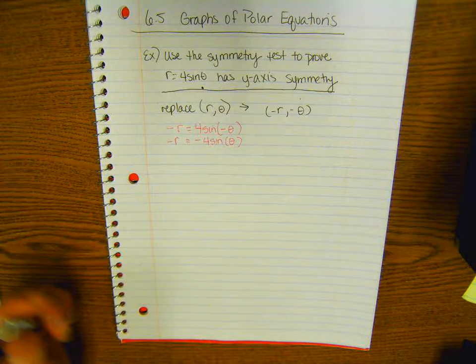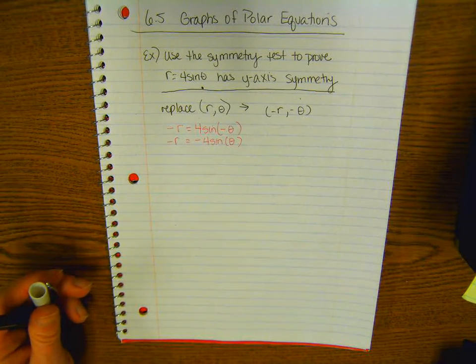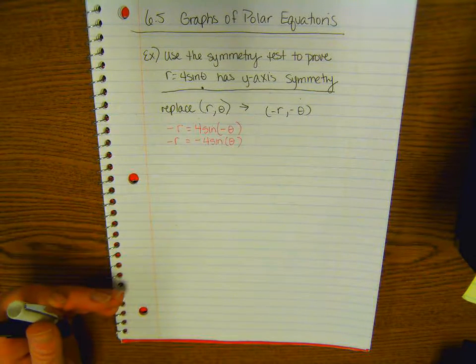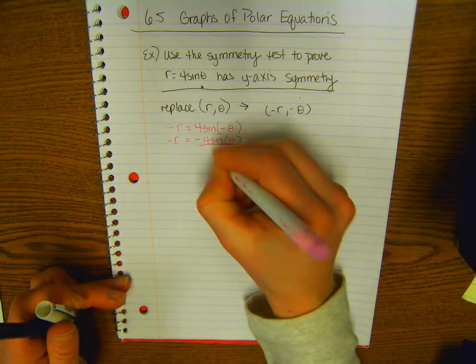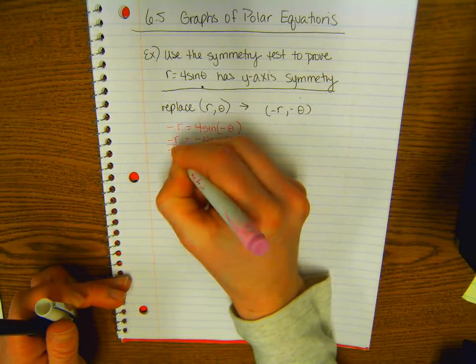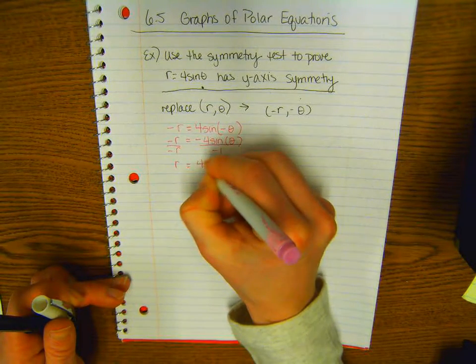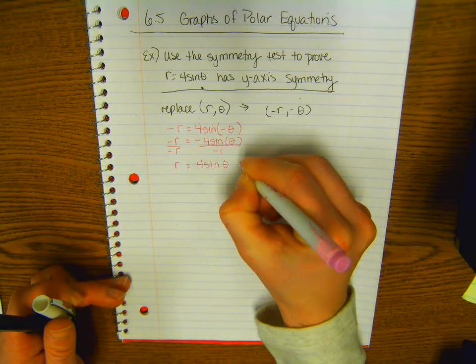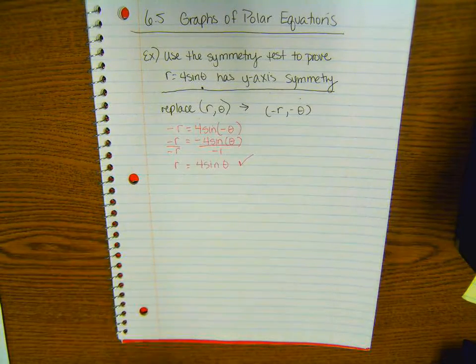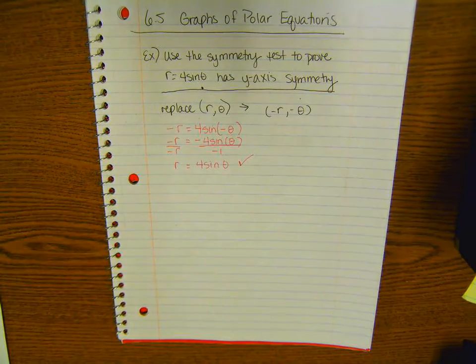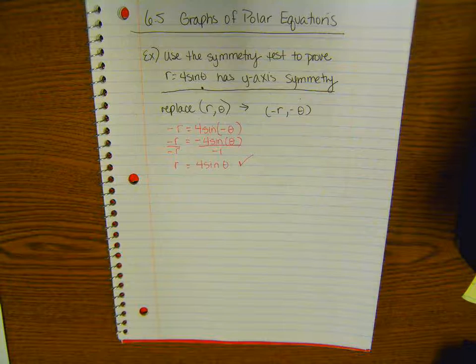Okay. And then what could I do? Divide both sides by negative 1. Okay, so I'm going to put a little check mark there because look back at the original. When I did my symmetry test, I got back to the original function.